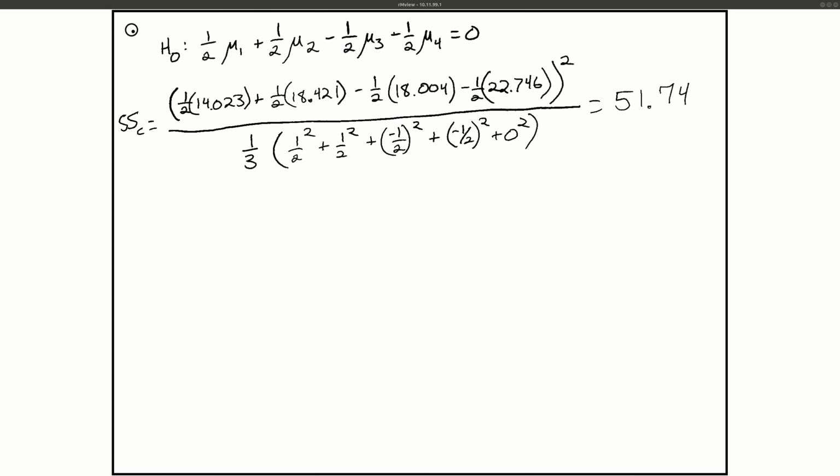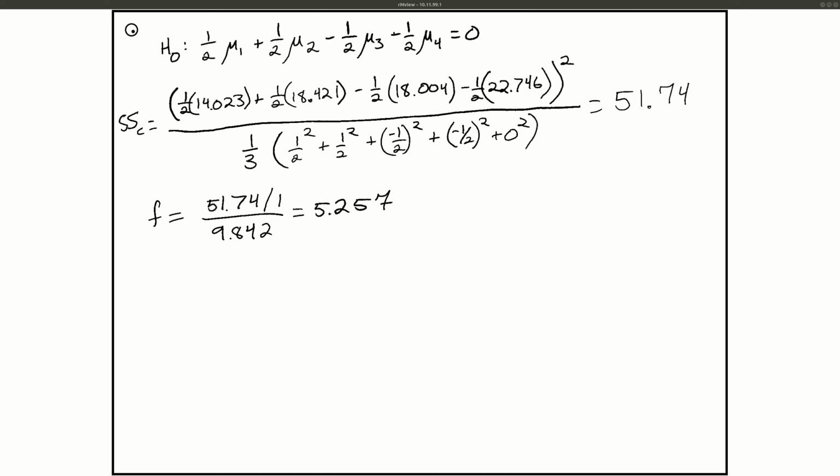So our observed F statistic for this hypothesis, we write a little f for the observed statistic, is 51.74 divided by 1, divided by our mean squared error, which was 9.842, which comes out to 5.257. Is this a large F statistic? Yes, it looks relatively large.